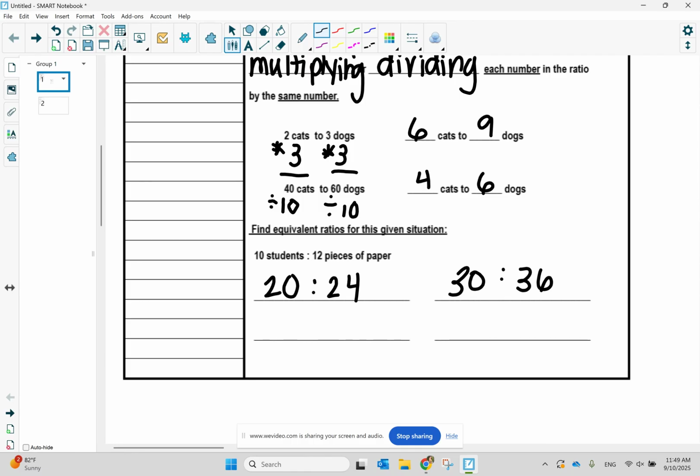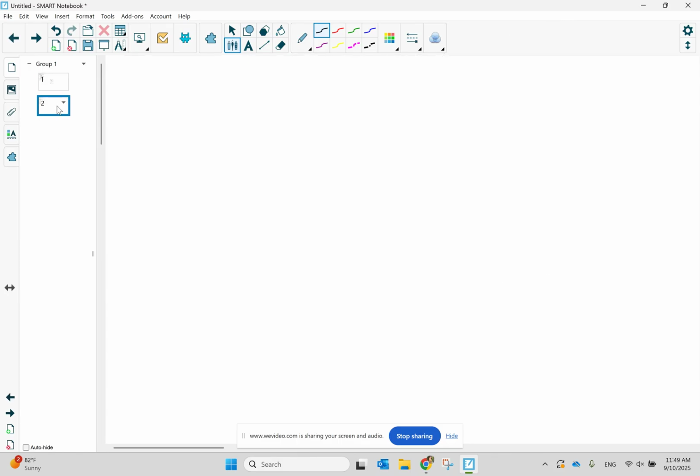Okay, you could divide them both by 2. That would be 5 students, 6 pieces of paper. You could multiply them both by 10. That would be 100 students and 120 pieces of paper. As long as you're multiplying or dividing them by the same number, you have an equivalent ratio. This is a 0, by the way, not a 6. Okay. All right, let's keep going.